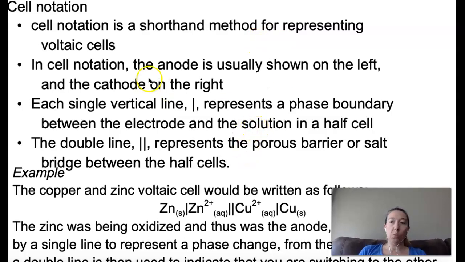Okay, so just a couple other concepts to wrap up the voltaic cell part before we move into the electrolytic cells. One of those things is cell notation. Cell notation is a shorthand way to represent a voltaic cell. What happens in cell notation is we really only show you what is participating in the reaction. We leave all the spectators out.